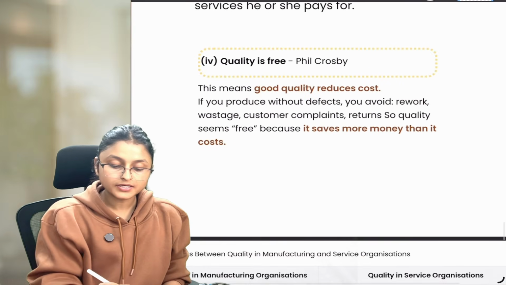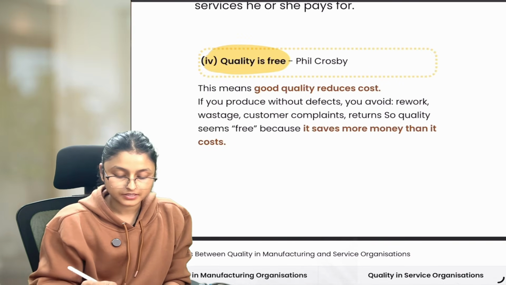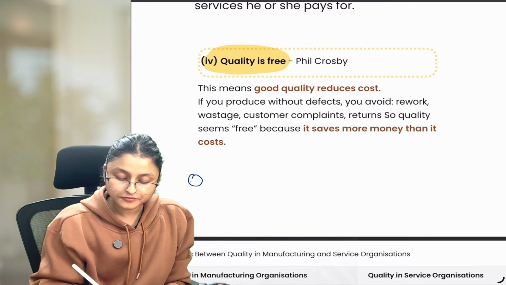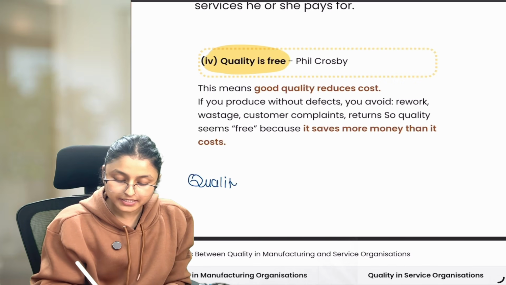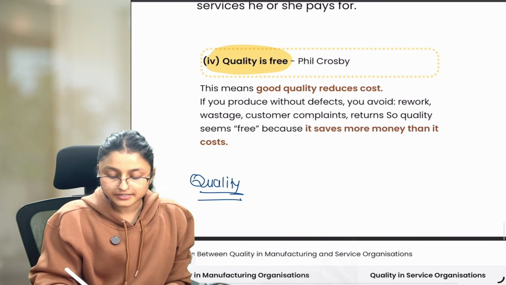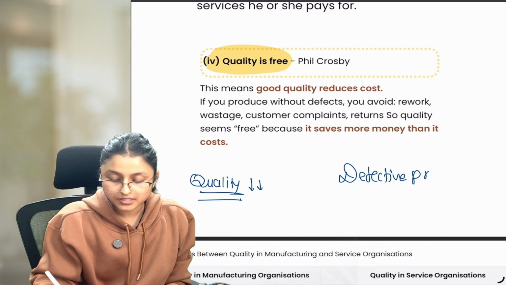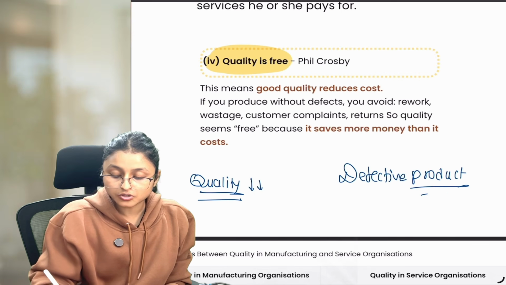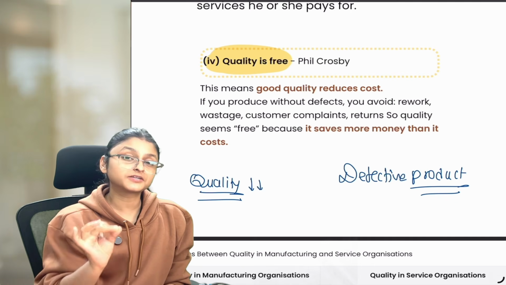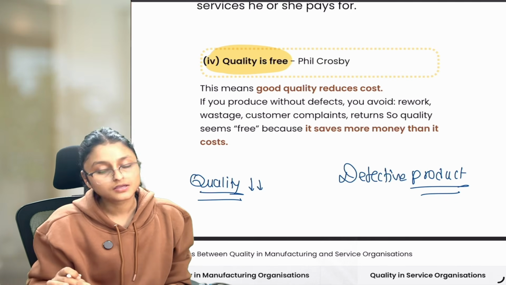Next is quality is free. Now what does quality is free mean? It means that even after incurring cost for maintaining that quality, the organization feels that it is much lower in cost as compared to getting a defective product. Why? Because think about it, if your product is not good quality, that means it is a defective product. It is not able to fulfill all the characteristics which it should have, right?